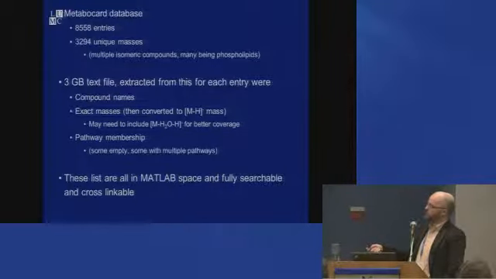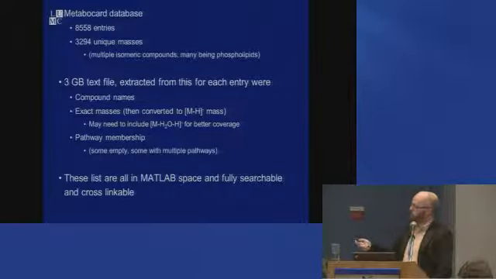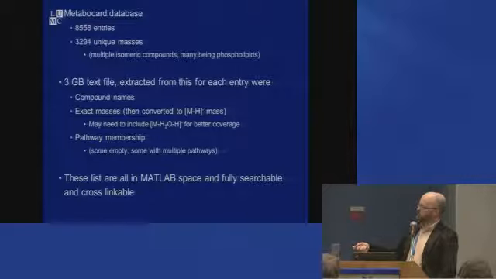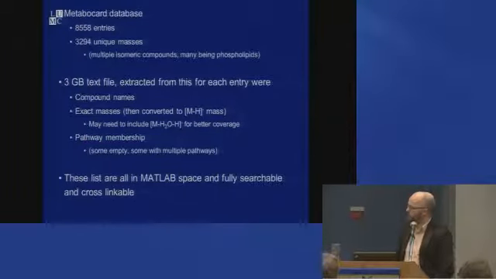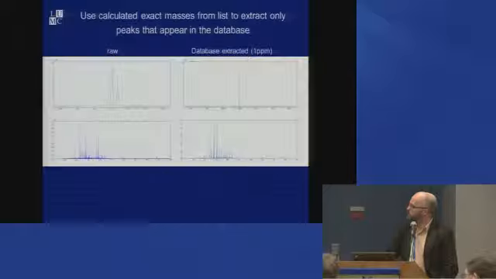But we also extract the pathway membership. Some metabolites in this database didn't have any pathway membership. Others are involved in multiple. So we extract all of this out so we can start interrogating the data in different ways at a later stage. All of this is in MATLAB space and fully searchable and cross-linkable. And now we have a very nice little GUI to actually do this as well.